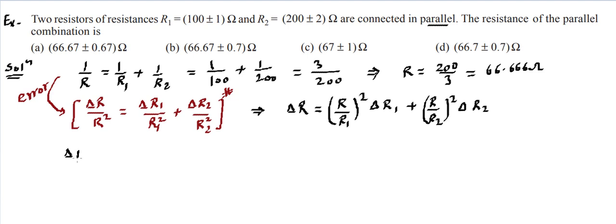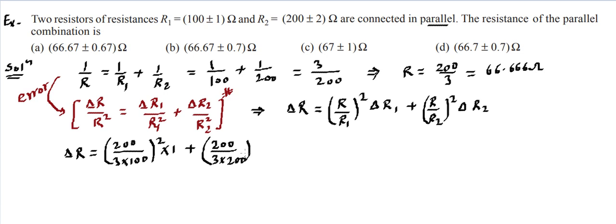So delta R will be equal to R, that is 200 divided by 3, into R1, which is 100, square of this number, into delta R1, which is 1, plus again R, which is 200 divided by 3, into R2, which is 200, square of this number, into delta R2, which is 2. Can you see what I'm writing? I'm writing from these given quantities.